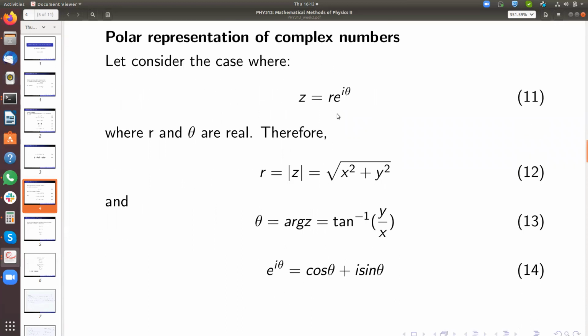So now, if you have exponential i theta, we can write it as this. Exponential i theta is equal to cos theta plus i sin theta. This is when you put a complex number in a polar coordinate representation. I hope I'm making sense. If you have any question, you can ask me. So any questions? Okay, fine.